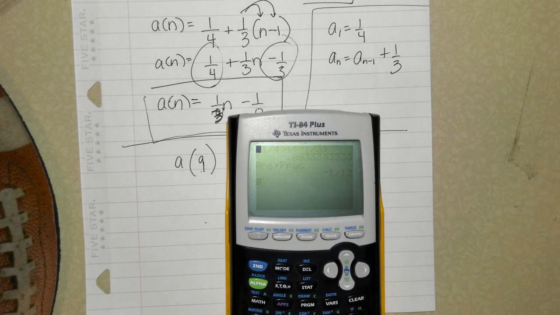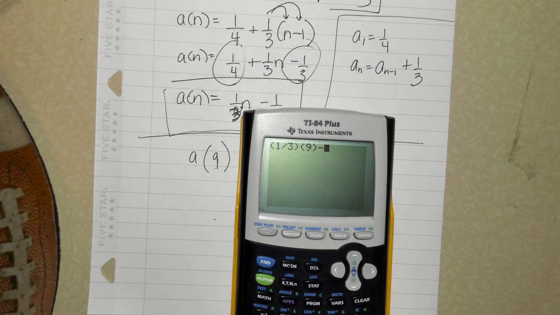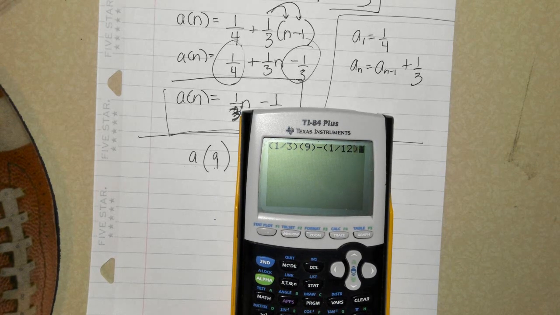Grabbing your calculator again, please. Start by putting 1/3 in parentheses, a 9 in parentheses right behind it. Then we're going to subtract a 1/12. And we're going to get this ugly decimal.